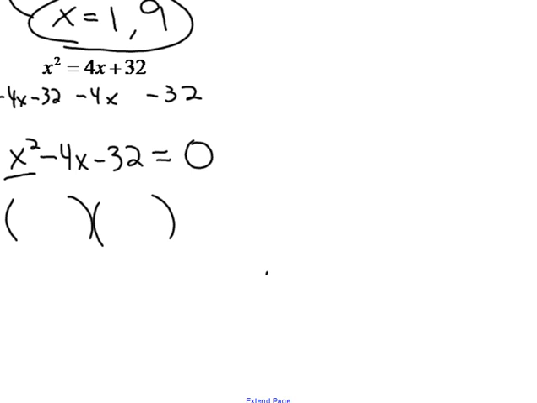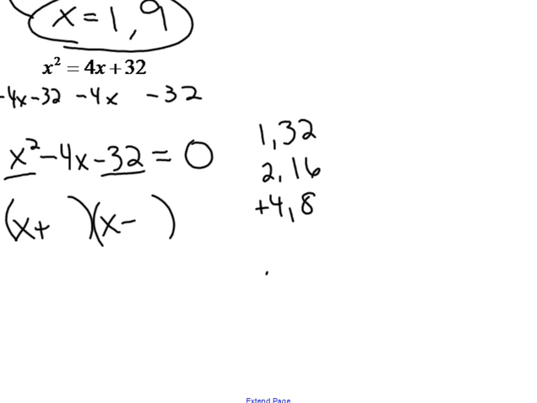We know to get x squared, we need to do x times x. To get -32, we're going to need to do a positive and a negative. And then we list all our factors of 32. 1 and 32, 2 and 16, 4 and 8. And then we look for ones that we could add and get -4. Well, if it was +4 and -8, that would work. So we want to do -8, +4.